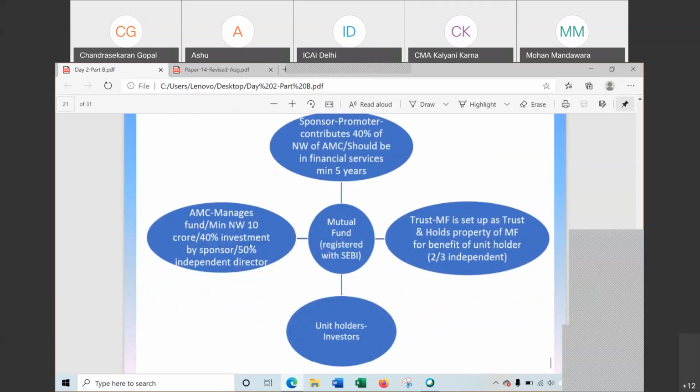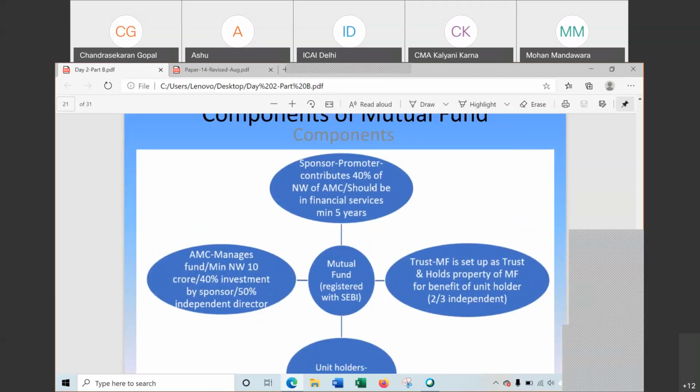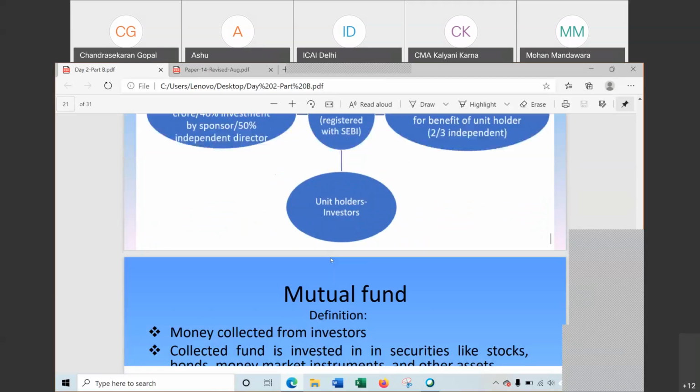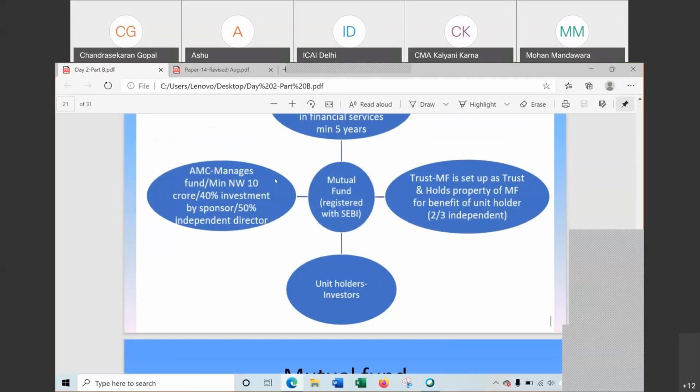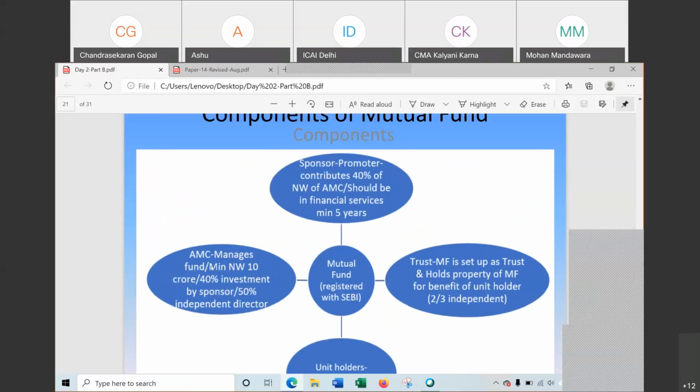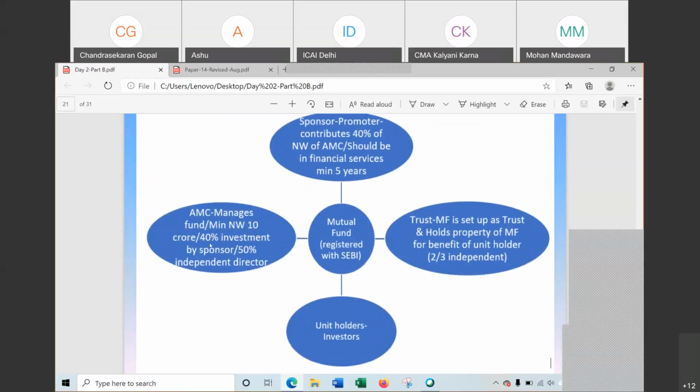Now what is an asset management company? So the first one, sponsors, are the promoters. Now the asset management company: we have read that in a mutual fund, the fund collected from investors is invested. Now who invests this? Investment is made by money managers or asset managers, that is, the asset management company. So it manages the fund, and the minimum net worth for an AMC should be 10 crore. And 40% of this 10 crore will be invested by the promoter. So minimum net worth 10 crore, 40% by the sponsor or promoter, and 50% of the directors of this AMC will be independent.